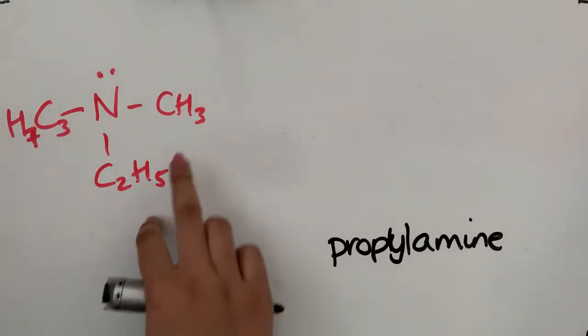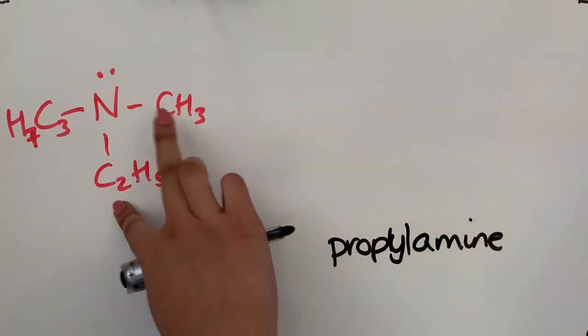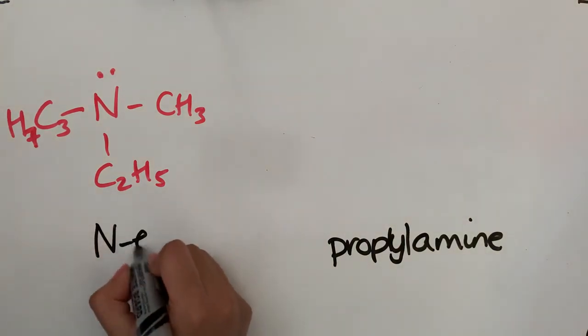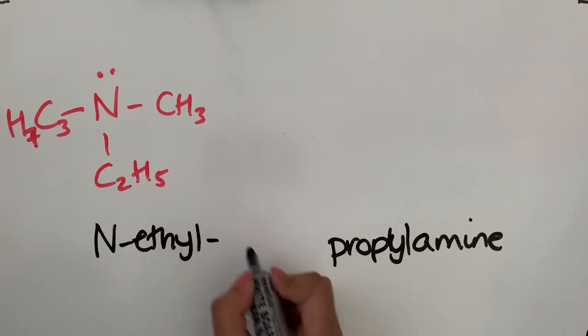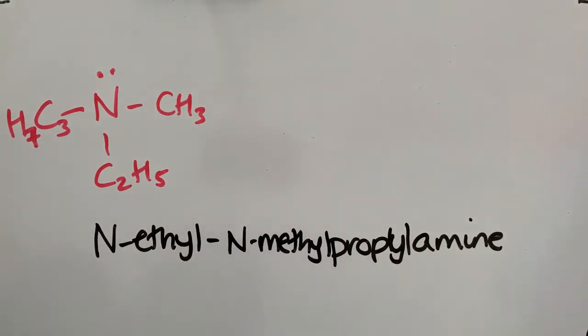Then we've got two branches coming off the nitrogen. We've got methyl and we've got ethyl. You decide the order of these alphabetically. Ethyl is first, so it's going to be N-ethyl, N-methyl propylamine, like so.